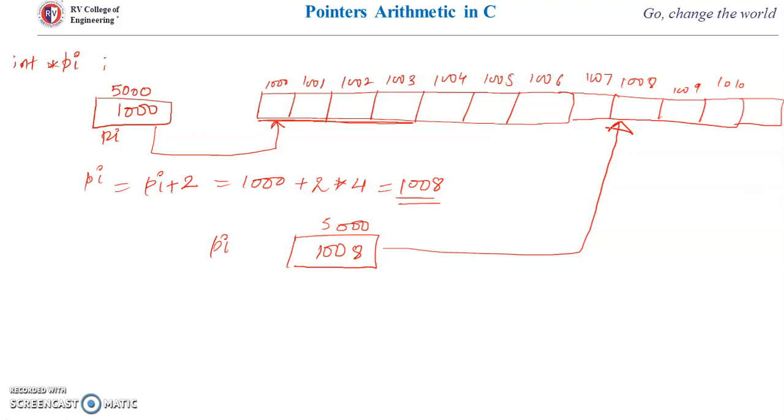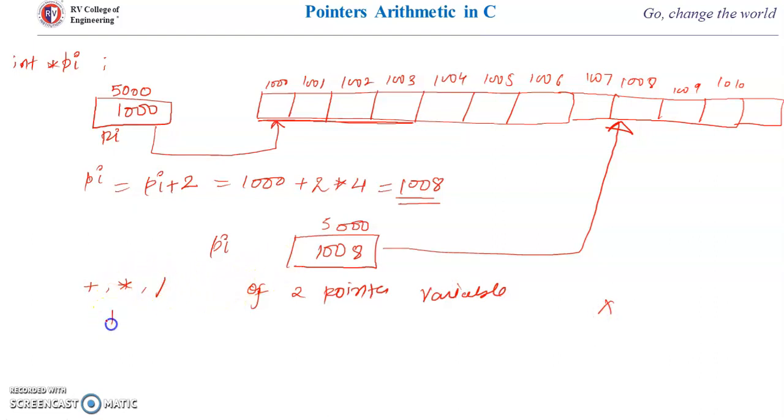And there are some operations that cannot be performed on pointers. Those operations are addition, multiplication and division of two pointers. So we say the operations which cannot be performed on pointer variables are addition, multiplication and division. So addition, multiplication and division operation of two pointer variables is not permitted.